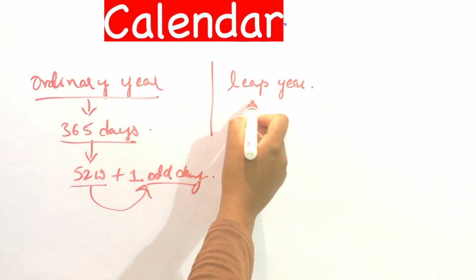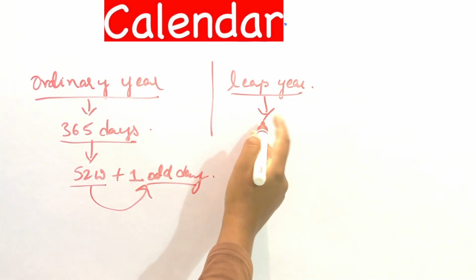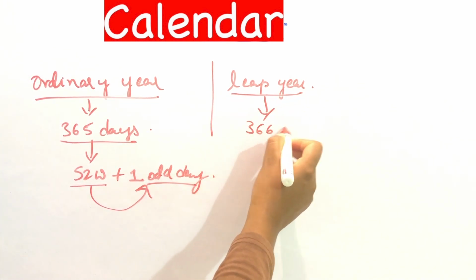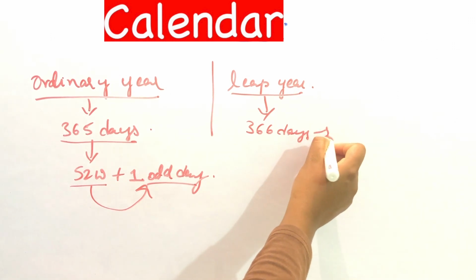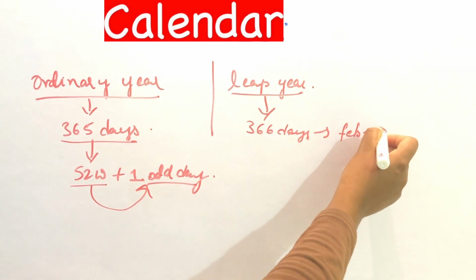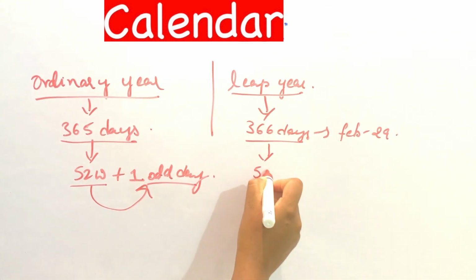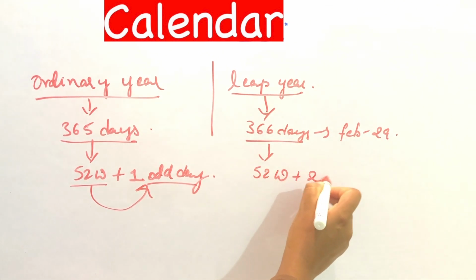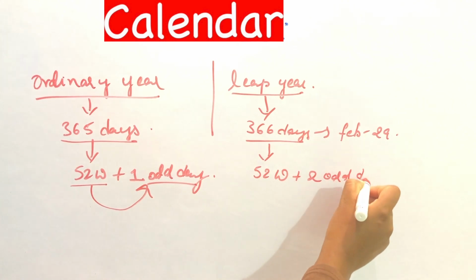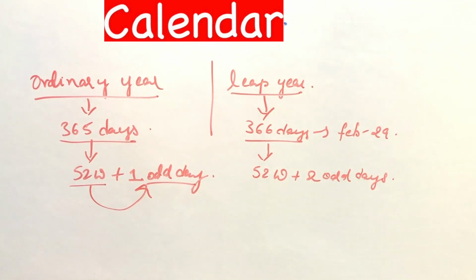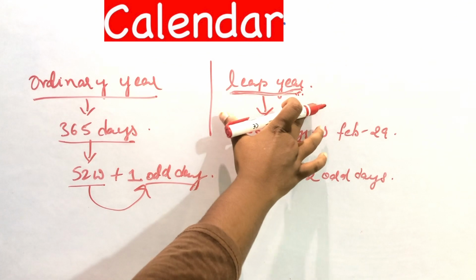Okay. Coming to the leap year, we have 366 days. That is, the extra day is in the month of Feb, which is Feb 29th. This can be denoted as 52 weeks plus 2 odd days. For every 4 years, you will get the leap year.